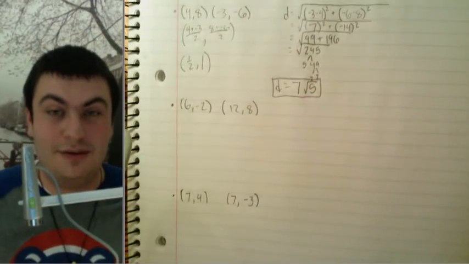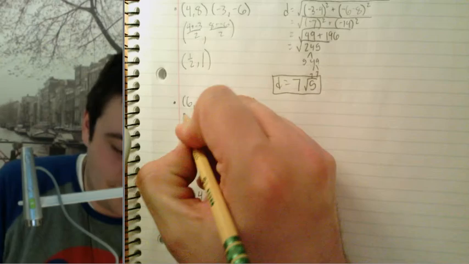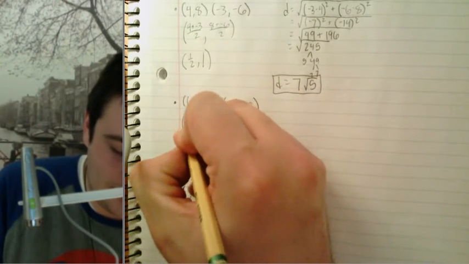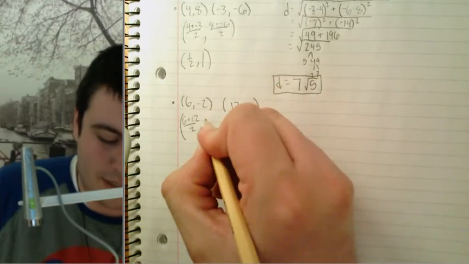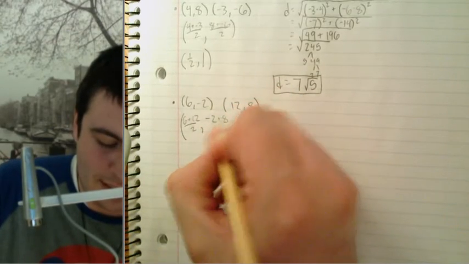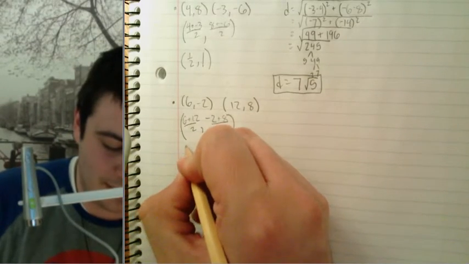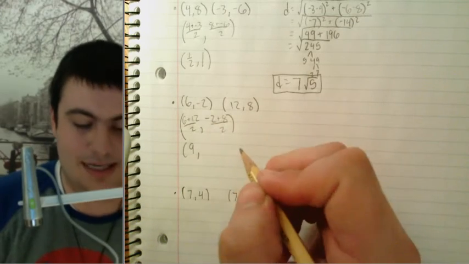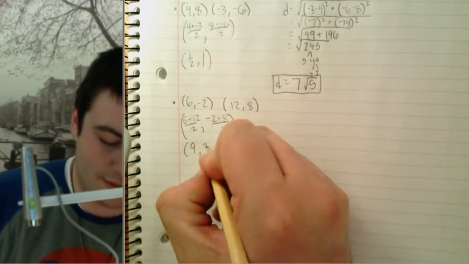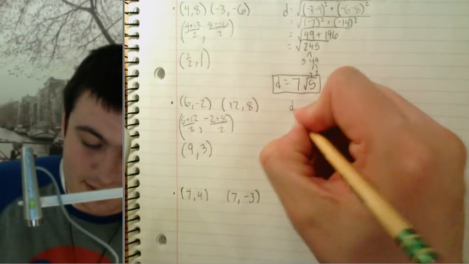So if we have 6, negative 2, and 12, 8. Let's first do our midpoint. So we have our x's, 6 plus 12 over 2, comma our y's, negative 2 plus 8 over 2. So 6 plus 12, we have 18, divided by 2, we have 9. Negative 2 plus 8, that turns out is 6, divided by 2, 3. So there's our midpoint. Let's look at our distance.